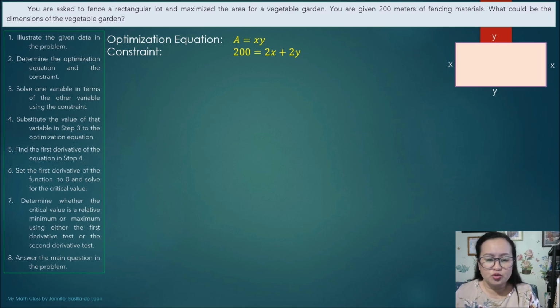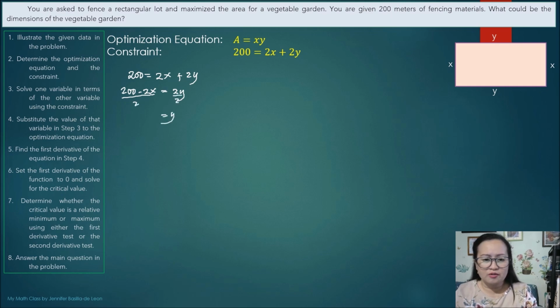Now we're ready to do the third step, which is to solve one variable in terms of the other variable using the constraint. Using the constraint, we have 200 equals 2x plus 2y. Then we solve for y in terms of x, so we have 200 minus 2x equals 2y. And then we divide by 2, therefore y equals 100 minus x. So we were able to solve for y in terms of x. Remember that, because we will need that later.